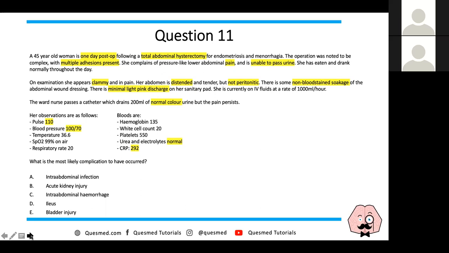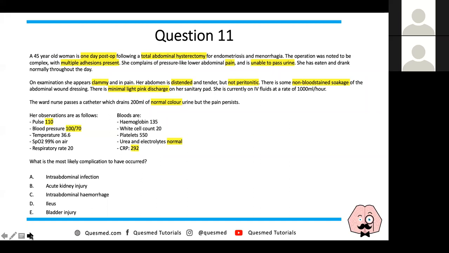So in terms of her observations, she's a bit tachycardic. She's a bit hypotensive. Otherwise, temperature, sats, respiratory rate are within normal parameters. Looking at her bloods, her haemoglobin's normal, but her white cells, platelets, and CRP are elevated, and her U&Es are normal. So you will see a lot of post-op bloods, and you'll be asked to see people post-op quite commonly as an FY doctor.